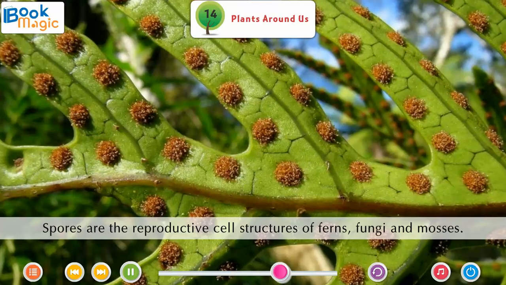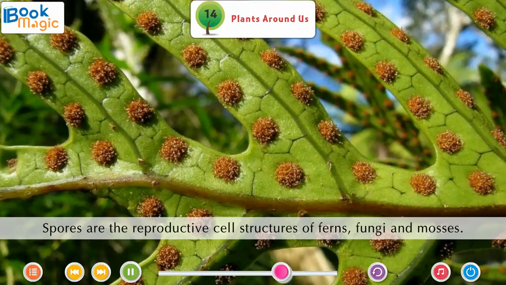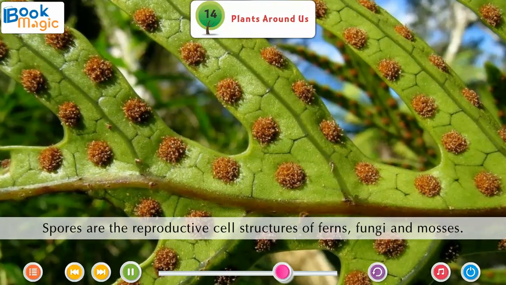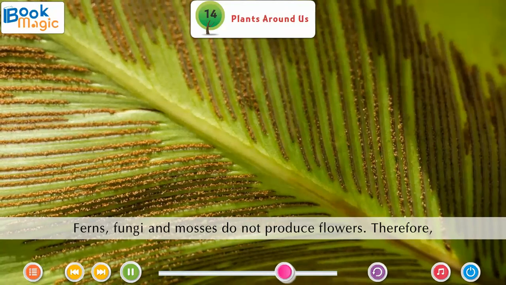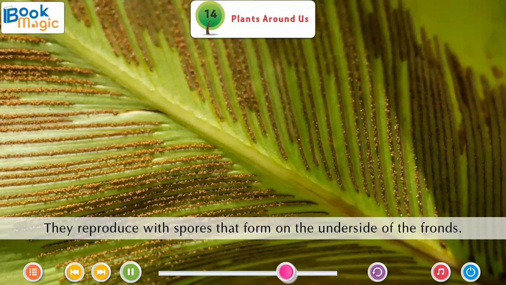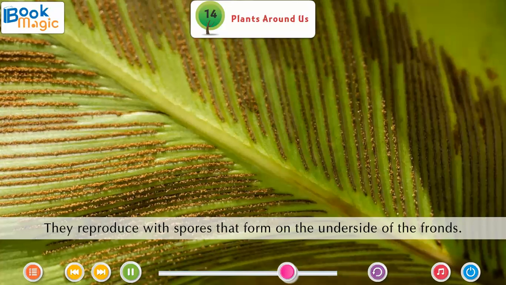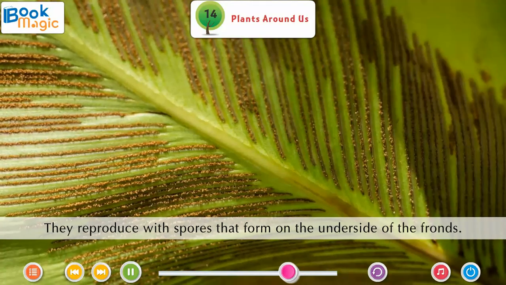Spores. Spores are the reproductive cell structures of ferns, fungi, and mosses. Ferns, fungi, and mosses do not produce flowers. Therefore, they cannot produce seeds. They reproduce with spores that form on the underside of the fronds.